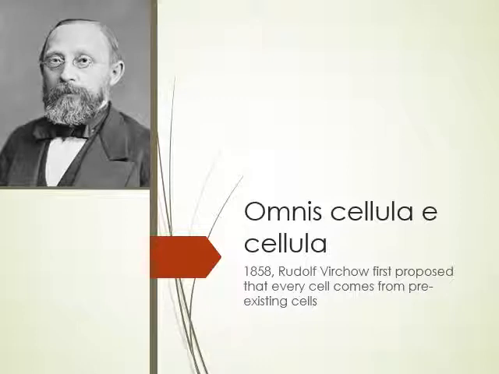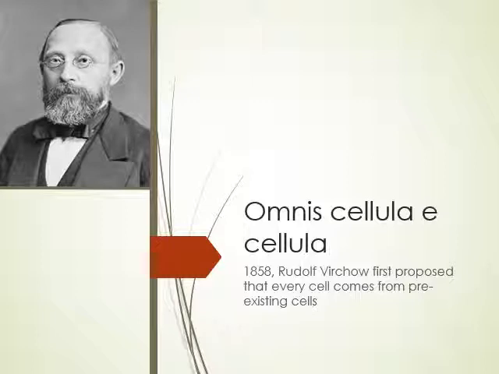Omnis cellula e cellula. That's Latin. It means all cells come from cells, all cells from other cells. This was proposed by Rudolf Virchow. It's a part of the unified cell theory that we talked about way back when we discussed the parts of the cell. It all sort of comes back. All cells come from cells before them.